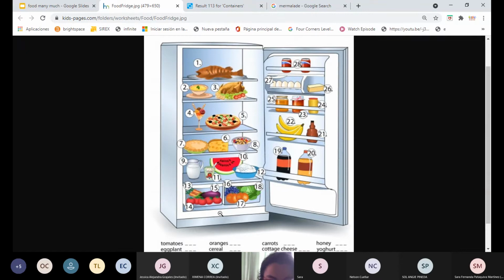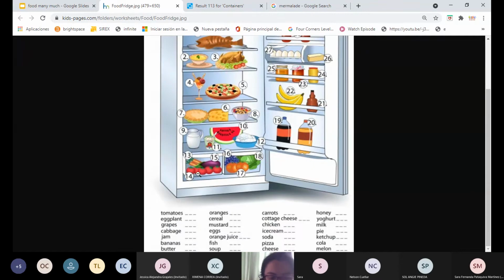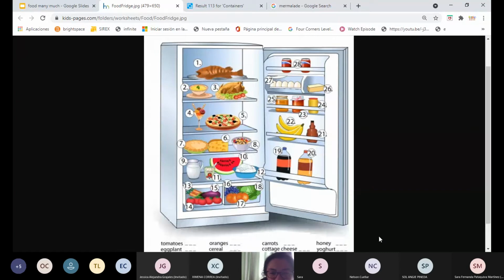All right. And here we have, guys, what is 14? What is the picture 14, guys? What's 14? Tomato. Tomato, yes, tomatoes. So Geraldine Parra, what is the question for the tomatoes? What question can we use for the tomatoes, Geraldine?